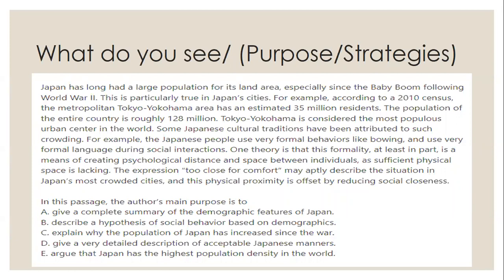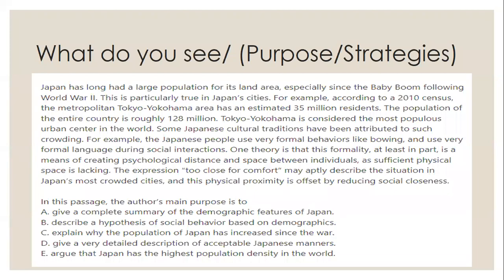Okay, I'm seeing some other answers. Thank you for your explanation. I'm seeing B, which is describe a hypothesis of social behavior based on demographics. Anyone who answered B wants to say why they think it's B? Maybe in the chat. Because when you look at the paragraph as a whole, it describes the social population distance, but also how it affects the behavior. And when you look at the last sentence, as the thesis of the introduction, you see how it talks about the social closeness that they have with one another.